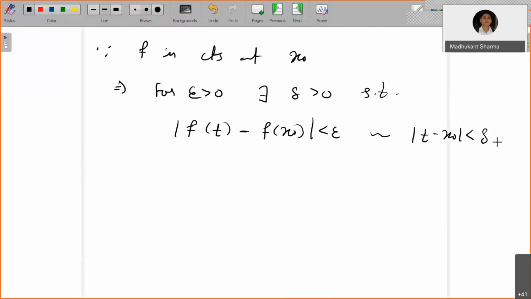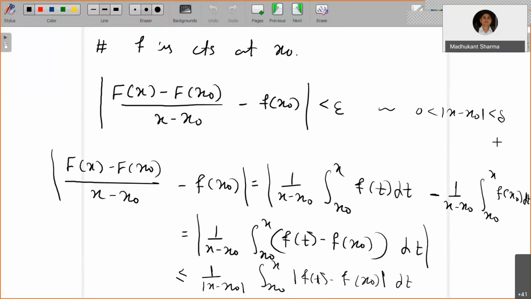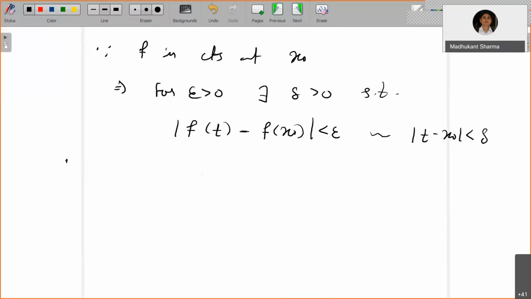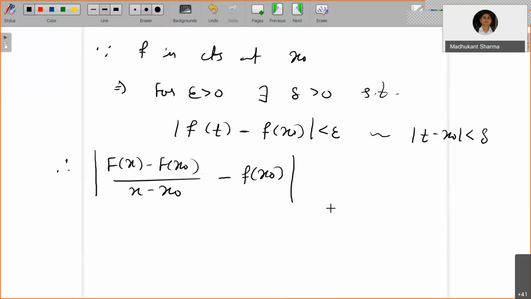Okay, right. So you use this fact now. And then, right, this is less than epsilon whenever mod t minus x naught is less than delta. And then what will this imply? Therefore, you have mod of (f of x minus f of x naught) divided by (x minus x naught), minus f at x naught, is less than or equal to 1 upon mod of x minus x naught.